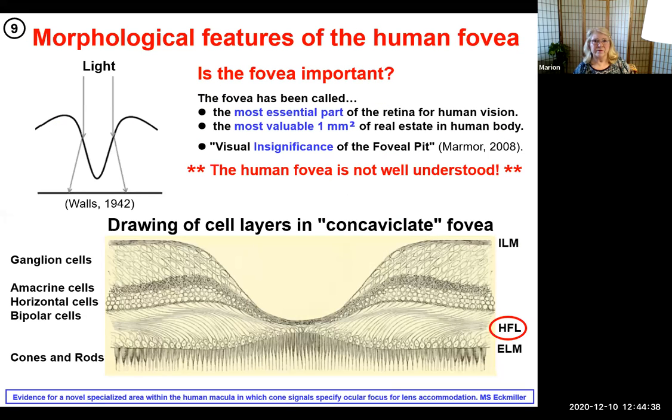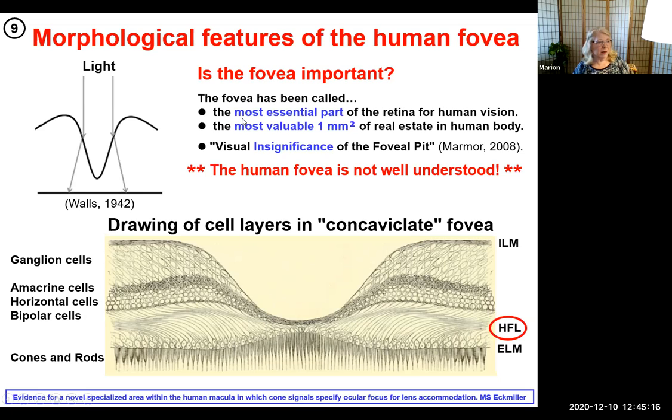So let's look at the fovea. In fact, in 1942, Walls proposed that light coming into the eye, when it hits the sloping walls of the foveal pit, will be refracted in the retina, which is denser, and that this will result in a magnification of the size of the image on the retina. And that's similar perhaps to what Williams had found.